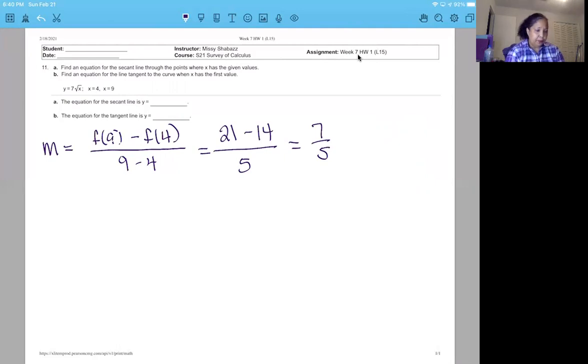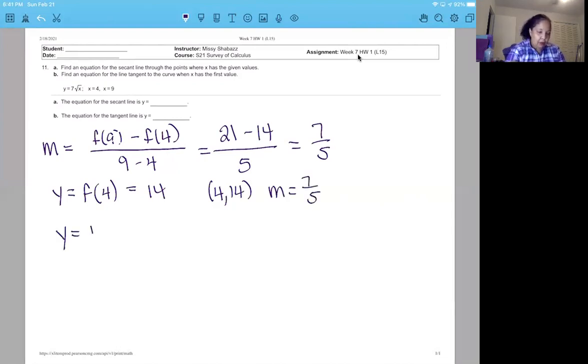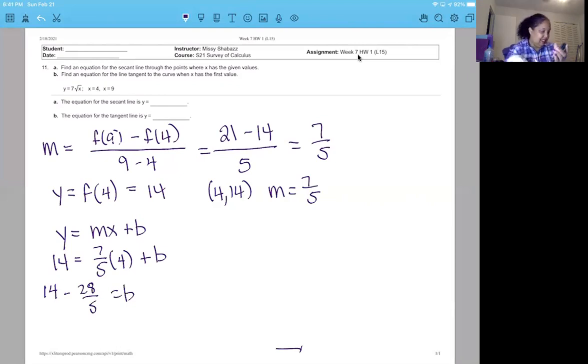We just need 1 point. I know that f of 4 is equal to 7 times 2, which is 14. So I have the point (4, 14), and I have the slope 7/5. So I'm going to plug into y equals mx plus b so that I can find the equation of my line. My y value is 14. My slope is 7/5. My x is 4, plus b. So I have 14 minus 28/5 equals b, and I get 42/5. So the equation of my secant line is y equals 7/5 x plus 42/5.